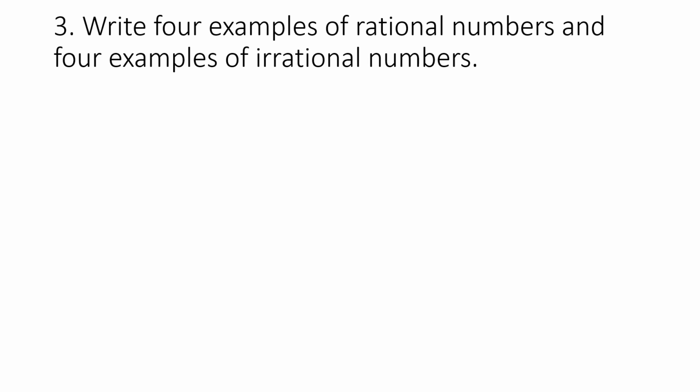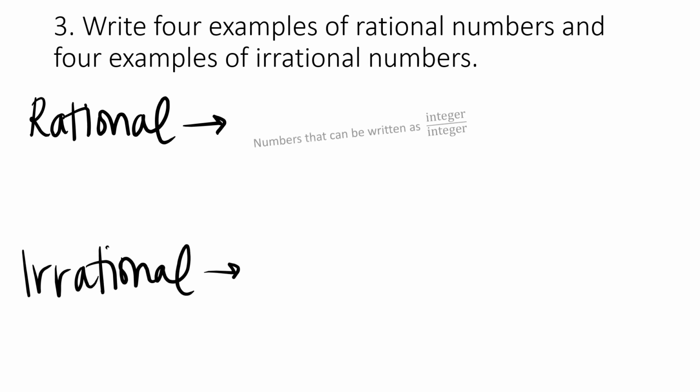Right, so next we have: write 4 examples of rational numbers and 4 examples of irrational numbers. Many answers are possible here. I just want to give you some ideas. For the rational numbers, remember that the definition of a rational number is numbers that can be written as an integer divided by an integer.